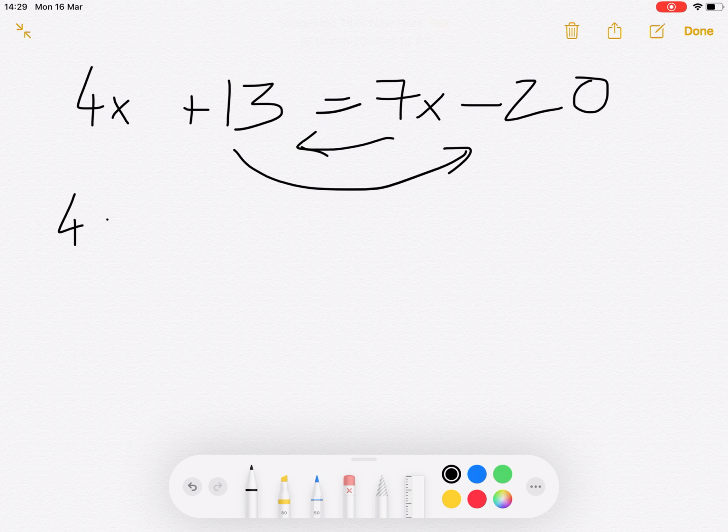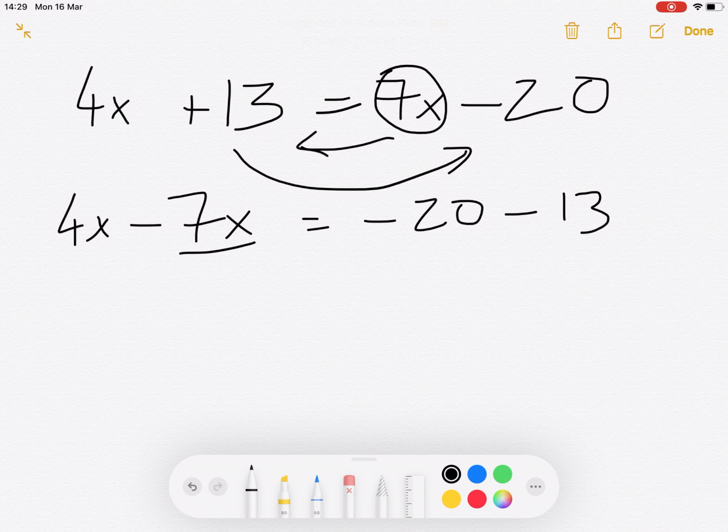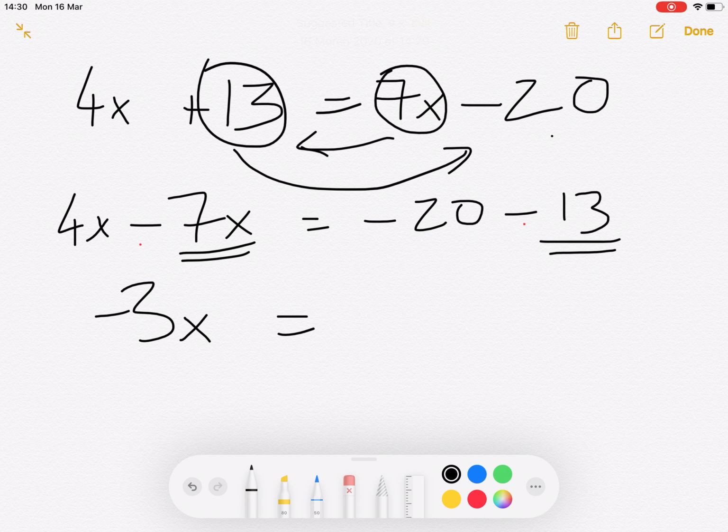So I'm going to end up with 4x minus 7x is equal to minus 20 minus 13. Remember, the 7x is moved over here, so its sign has changed to minus. The 13 is moved over here, and its sign has changed to minus. So I've got 4x minus 7x gives me minus 3x is equal to minus 20 minus 13 is minus 33.